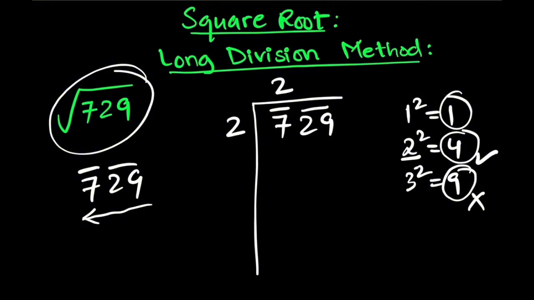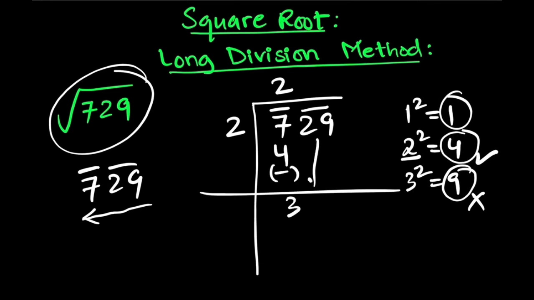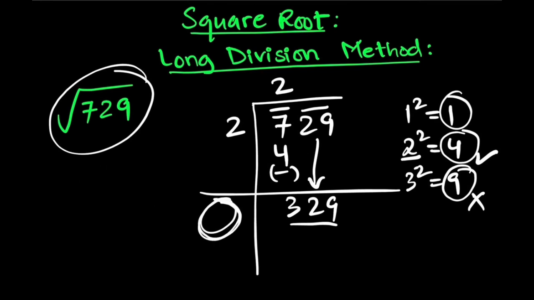Now multiply the divisor and the quotient, that is 2 times 2 equals 4, and write it below 7. Next, subtract 4 from 7. So 7 minus 4 is 3, and bring down the next pair, that is 29. Now the new dividend becomes 329. And let's find what the divisor is here. The divisor here is double of this quotient, so 2 times 2 equals 4.